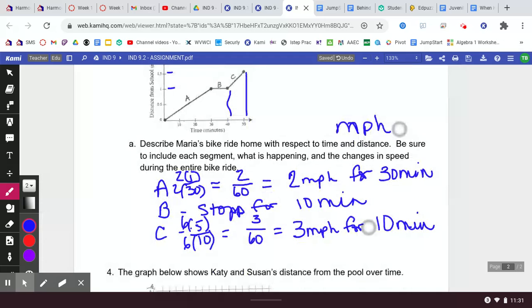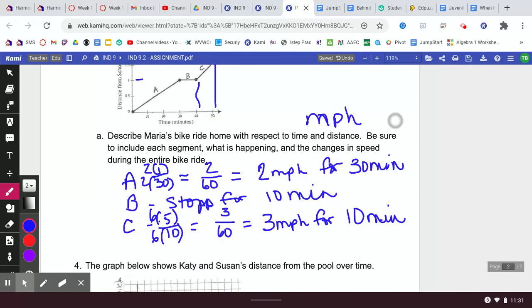Okay. So we reference the speeds, which is what it asked us to do there at the bottom, right? And the change in speed. And so you would write this out that Maria left school, traveled 2 miles an hour for 30 minutes. Then she stopped for 10 minutes. Then she traveled 3 miles an hour for 10 minutes and then arrived at home. Okay, so that's how you would write that out or type that out for the description part.